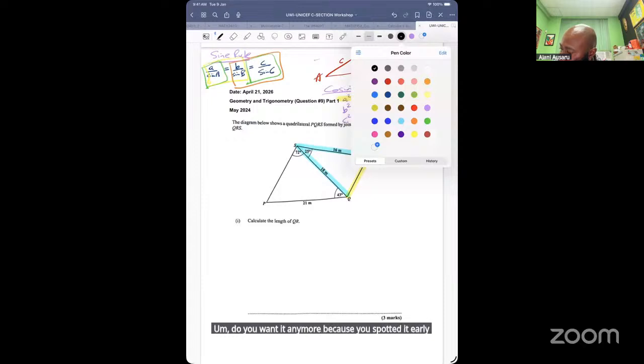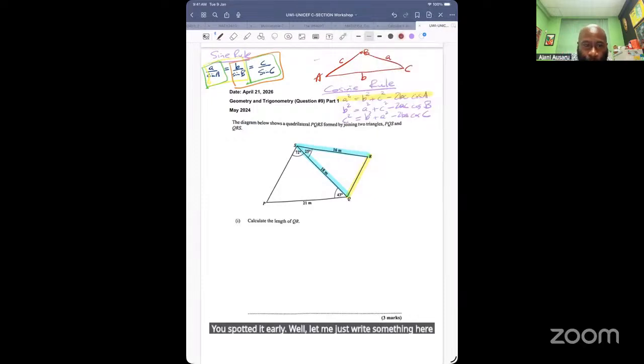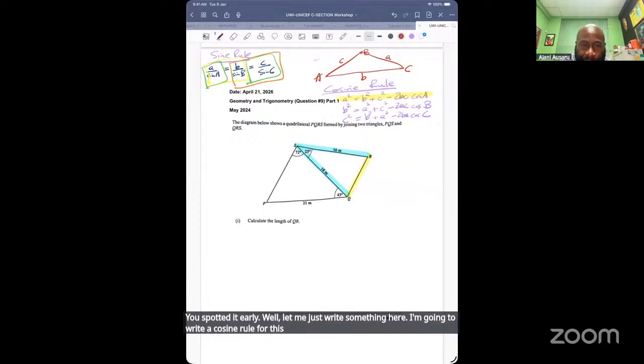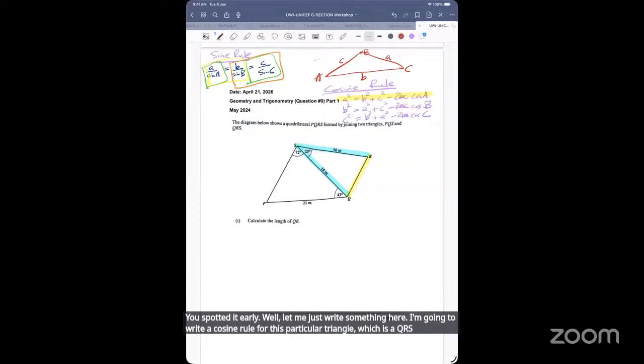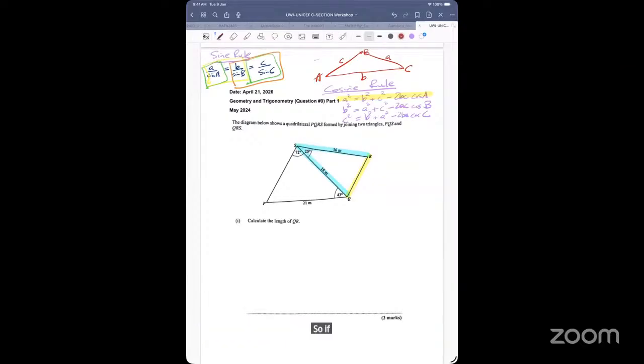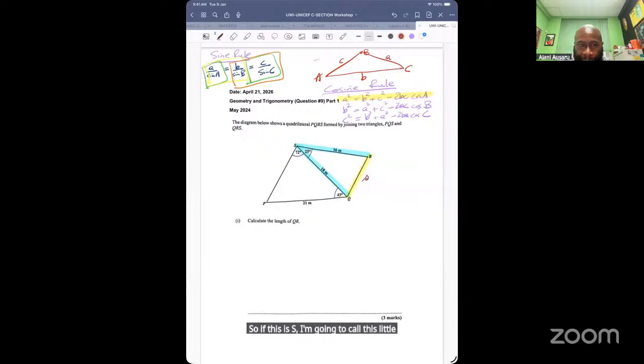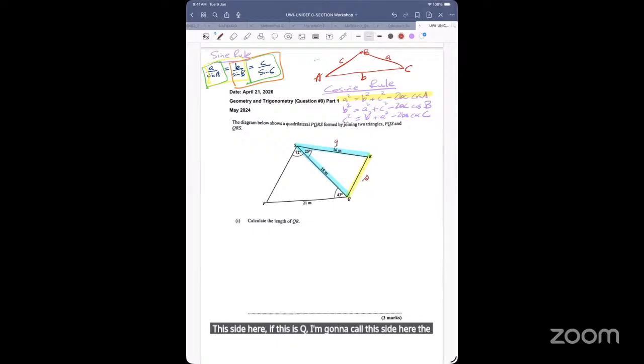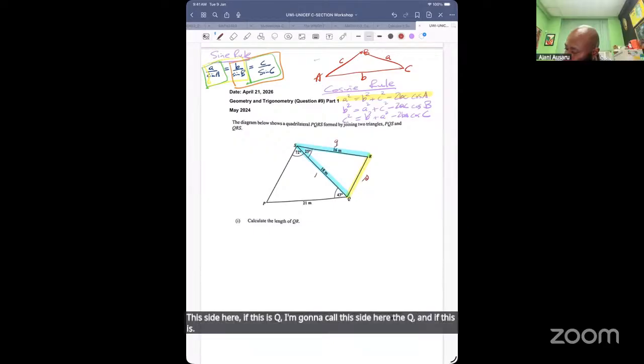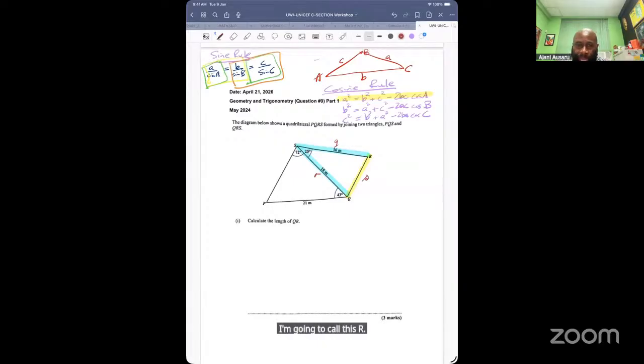So let me just write something here. I'm going to write a cosine rule for this particular triangle, which is the QRS triangle. So if this is S, I'm going to call this side little s. If this is Q, I'm going to call this side little q. And if this is R, I'm going to call this little r. Does that make sense?